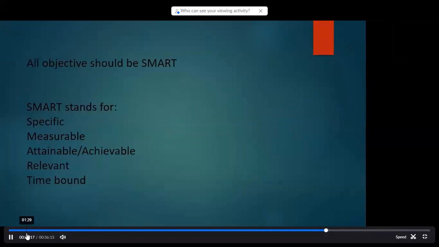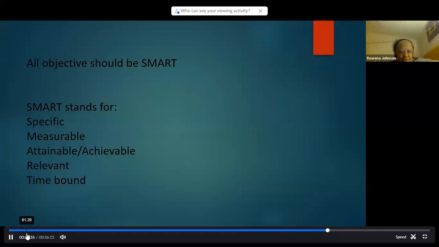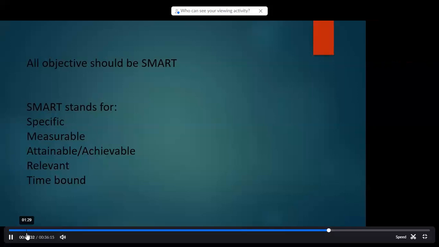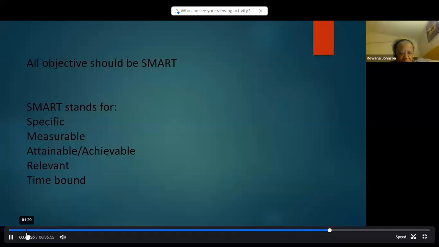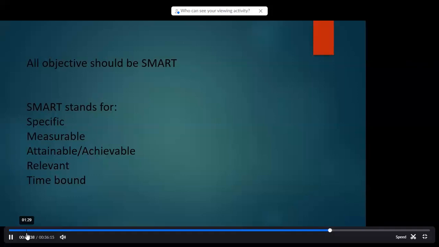Okay, so what are objectives? When they break it down, all objectives should be SMART: specific, measurable, attainable, relevant, and time bound. Okay, let's continue.